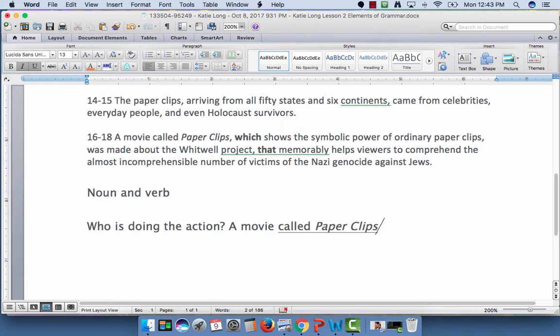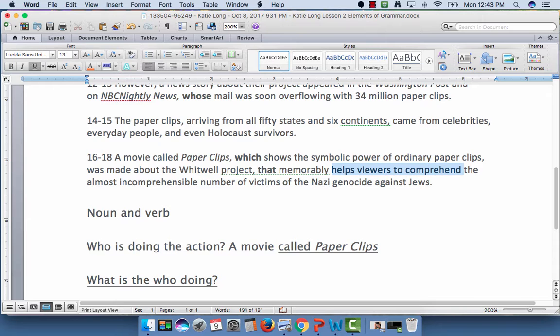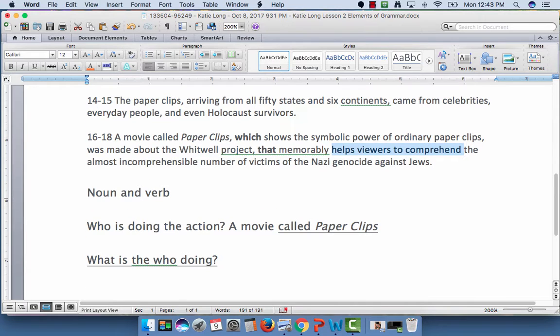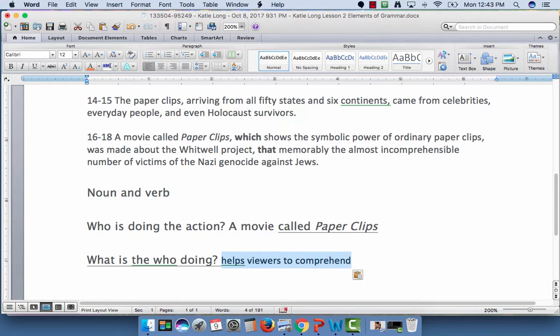Okay. What is the who doing? What's the action? What was that movie doing? Well, for one thing, it's showing the symbolic power, and that helps viewers, and here's the main part of the sentence. Helps viewers to comprehend. That right there is your action. That's what it's doing. Okay? That's what it's doing.